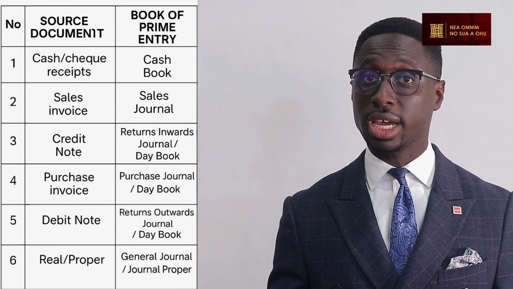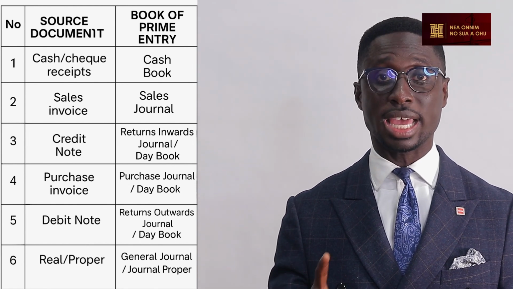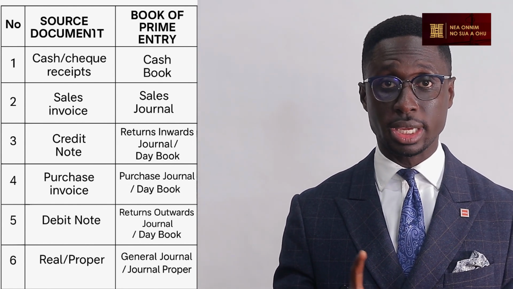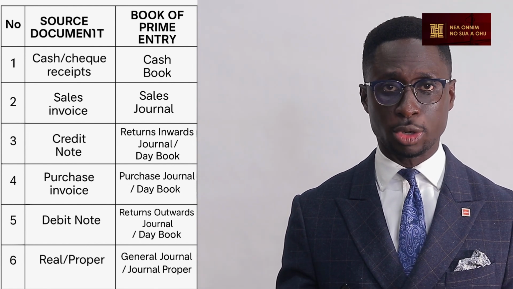So now, at the next activity of recording, let's find out the various books of prime entry into which these various source documents will form the basis of recording transactions. So let's go back to our first source document, which is a check, a cash receipt or check receipt, as well as a bank pay-in slip. It could be a check pay-in slip or a cash pay-in slip. I hope that is clear.